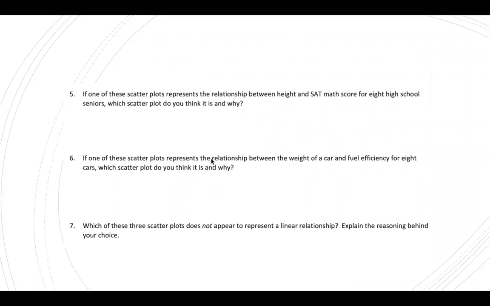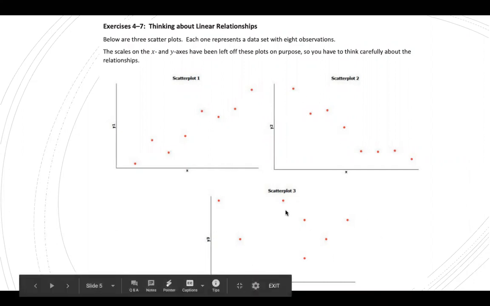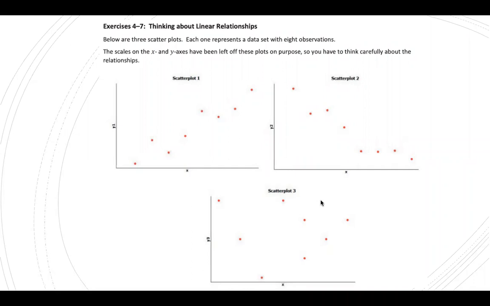If one of these scatter plots represents the relationship between the weight of a car and fuel efficiency. So if we look at these graphs again, the heavier the car, the further on the x-axis, and the fuel efficiency, meaning if they were very efficient, it would be at the top, and if they were not efficient, it would be at the bottom. So the first one would be the lighter the car, the worse fuel efficiency they get. The second one would say the heavier the car, the worse fuel efficiency they get, or the lighter the car, the better fuel efficiency they get. And then the third scatter plot would say that there's really no difference. It could be totally random.